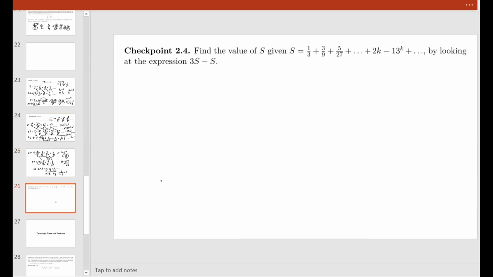So now you can try this checkpoint for yourself. Find the value of s given this expression. This is an arithmetical geometric sequence, and this term should actually be 2k minus 1 over 3 to the k.